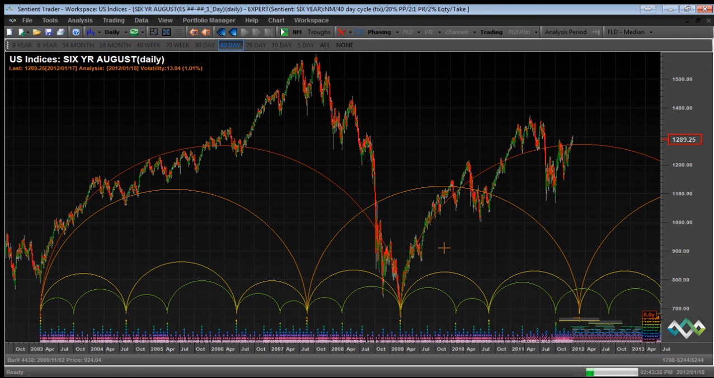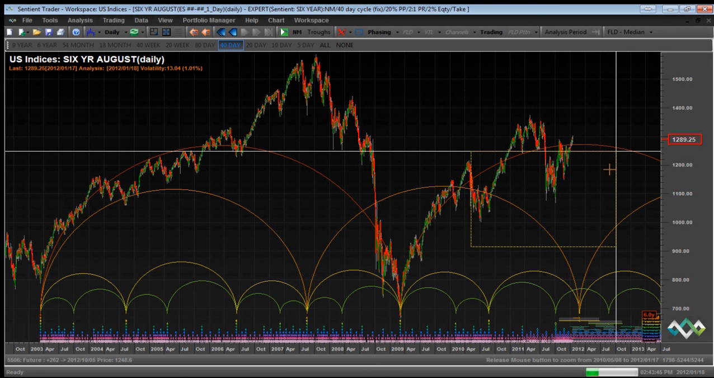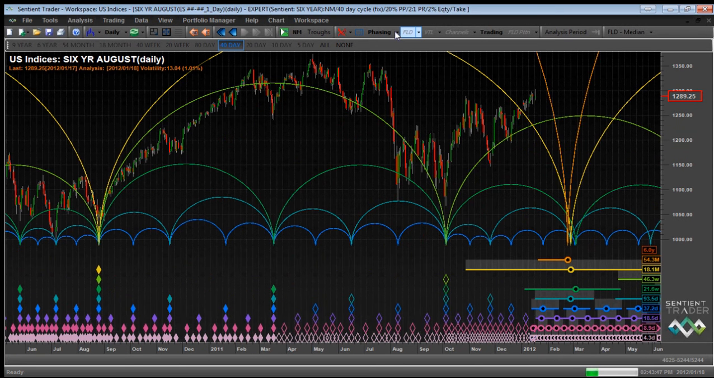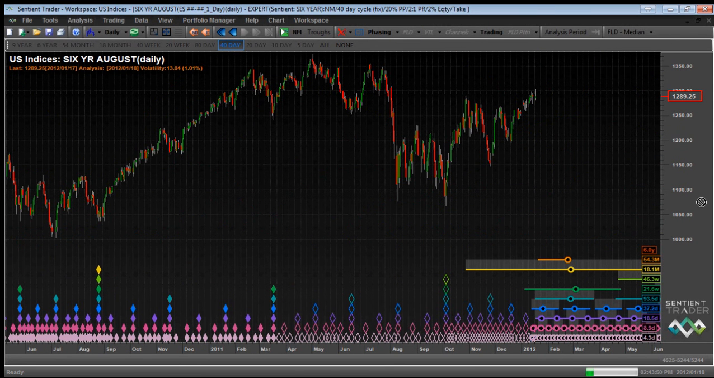Let's just zoom out again and show you the big picture. This is again an analysis that includes, if I show the semicircles, the 6 year cycle. So what's the difference with this analysis? Well, in fact, the only difference is what's been happening more recently.